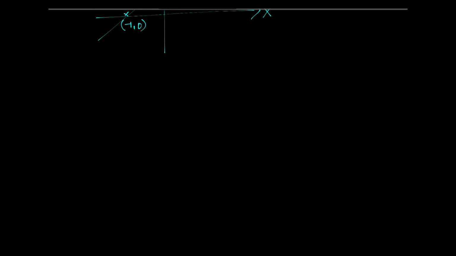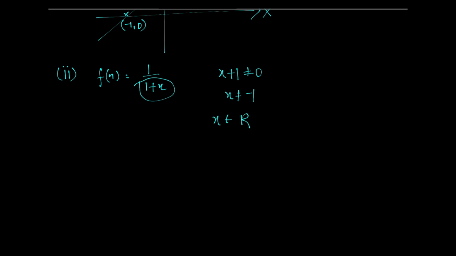The next one, let's look at question number 2, where f of x is given as 1 divided by 1 plus x. Here we need to note that the function is not defined when the denominator equals 0. If this denominator becomes 0, then the function is not defined. That's why I'm writing x plus 1 should not be equal to 0, which means x should not be equal to minus 1, so x is valid for all the real numbers except x equal to minus 1. And the y values range from minus infinity to plus infinity.